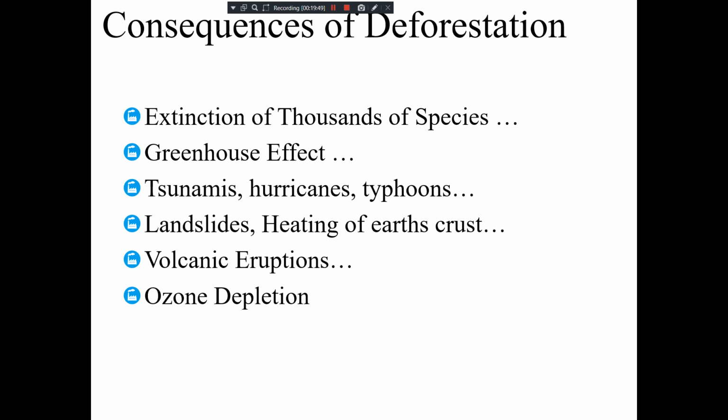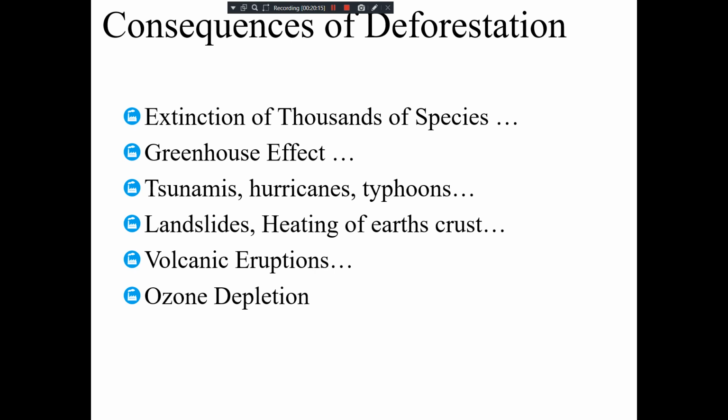Then volcanic eruptions, and ozone depletion also happens. What is ozone? Ozone is O3, which is again a mantle or a screen above the atmosphere. What is the usefulness of this ozone? Ozone will filter the sun rays, because sun rays have ultraviolet rays which are very, very harmful. If we are exposed to ultraviolet rays, it will cause cancer.